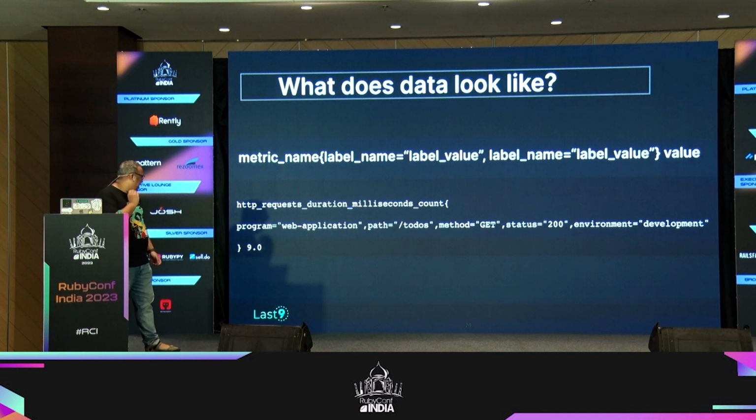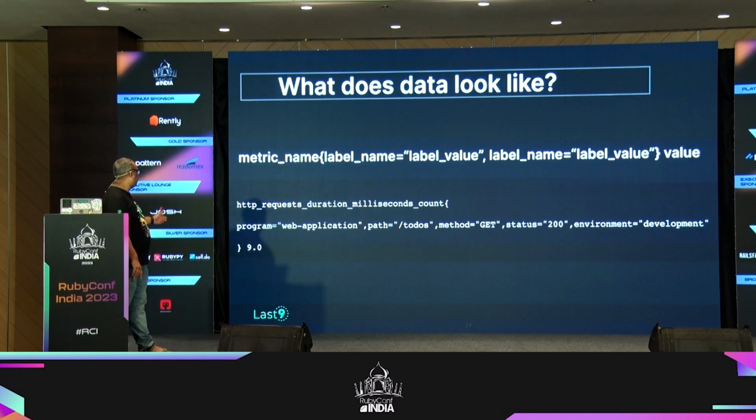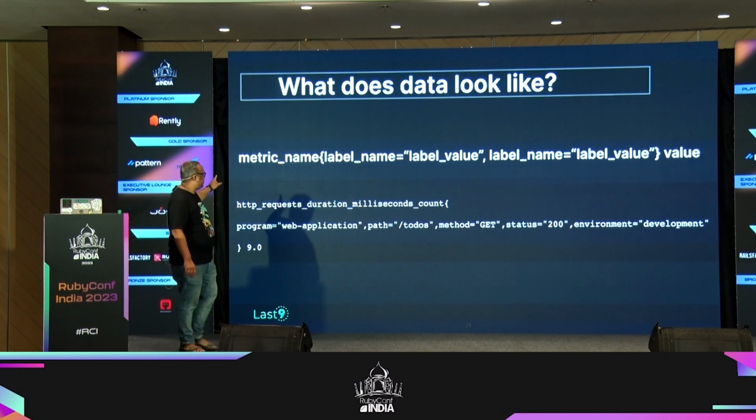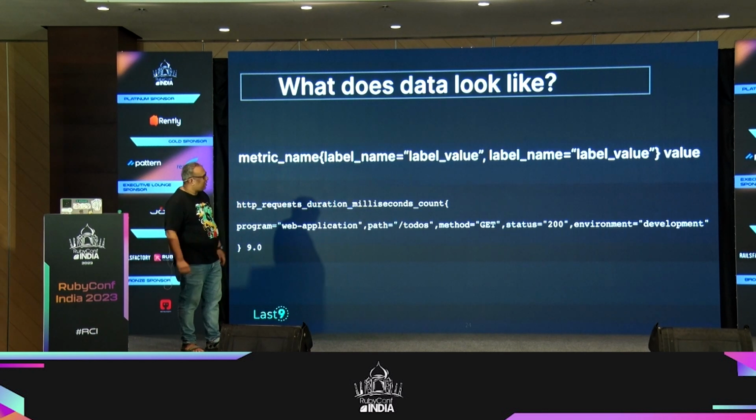Before that, I just want to give you a quick mental model of how data looks when you're specifically dealing with OpenMetrics formats, right? You have a metric name. The metric name consists of these ultra scalable label key-value pair configurations. And at the end of it is the value of the metric, right?